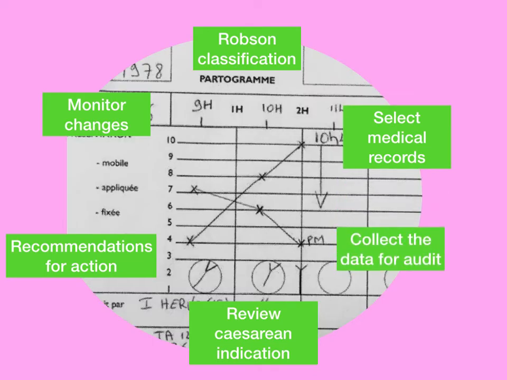The third step of the audit is to collect the data from the medical records. The QUALI-DEC project team has developed a questionnaire to guide you in this task. It will allow you to collect key information about the patient and her baby, the management of pregnancy and labor, and the indication for caesarean section.